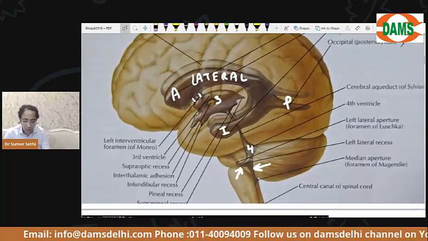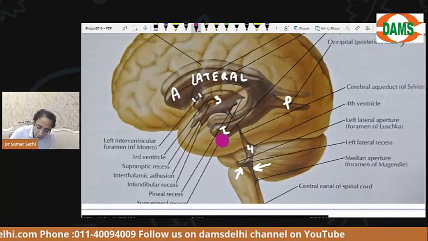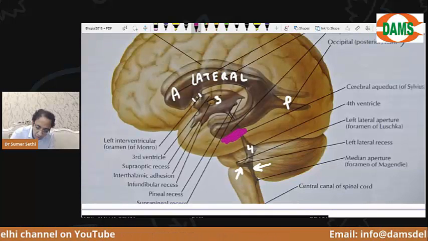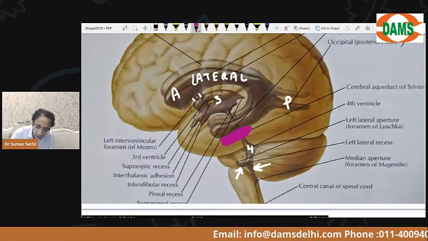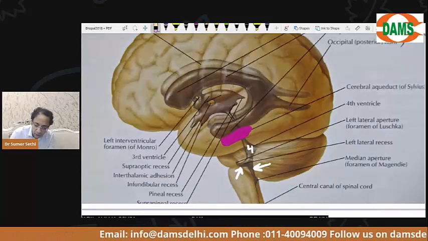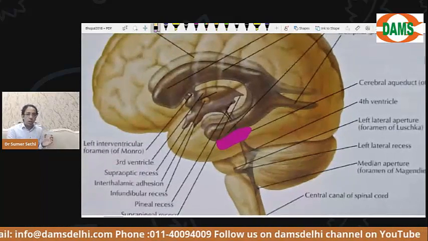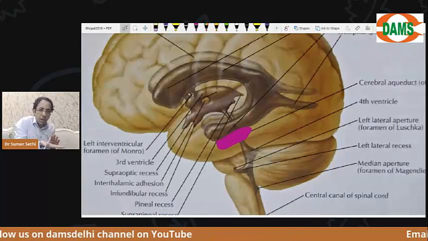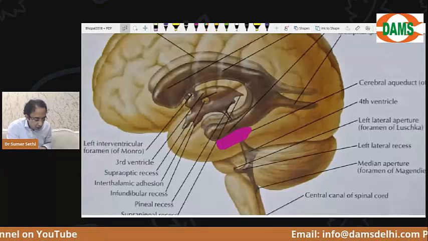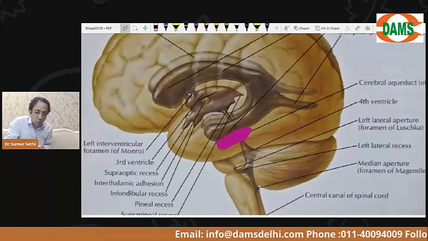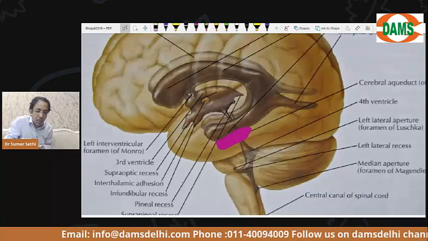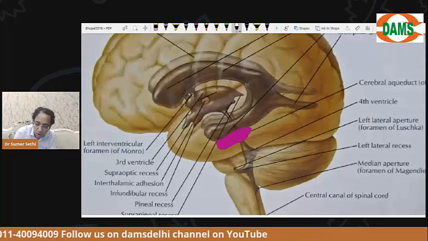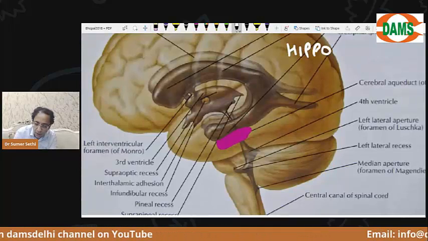Name a structure in the brain which is located postero-inferior to the inferior horn of the lateral ventricle. Anybody? So this is the location of your hippocampus.